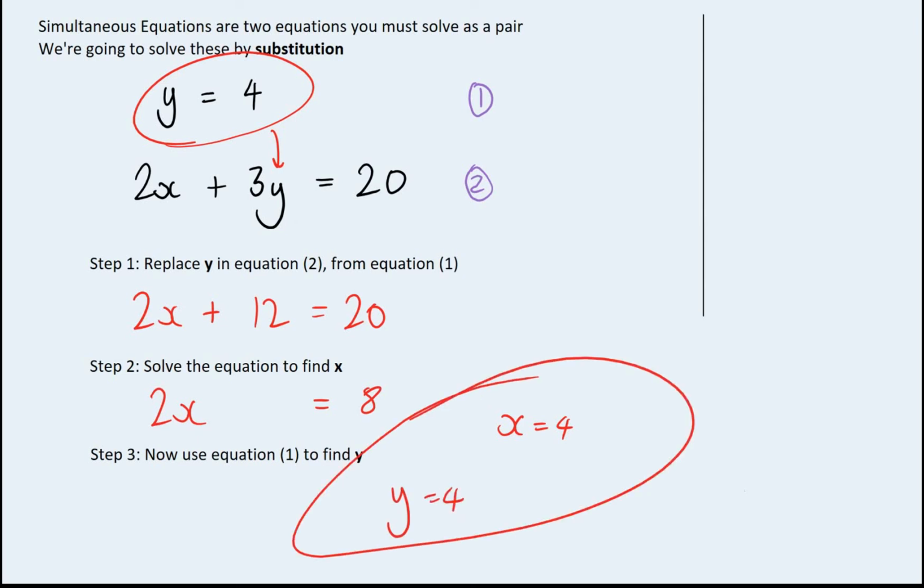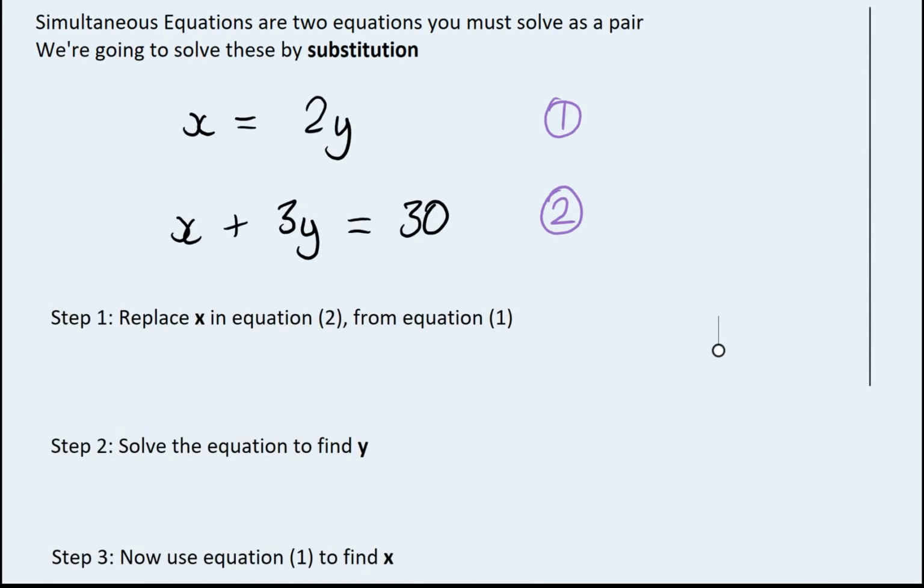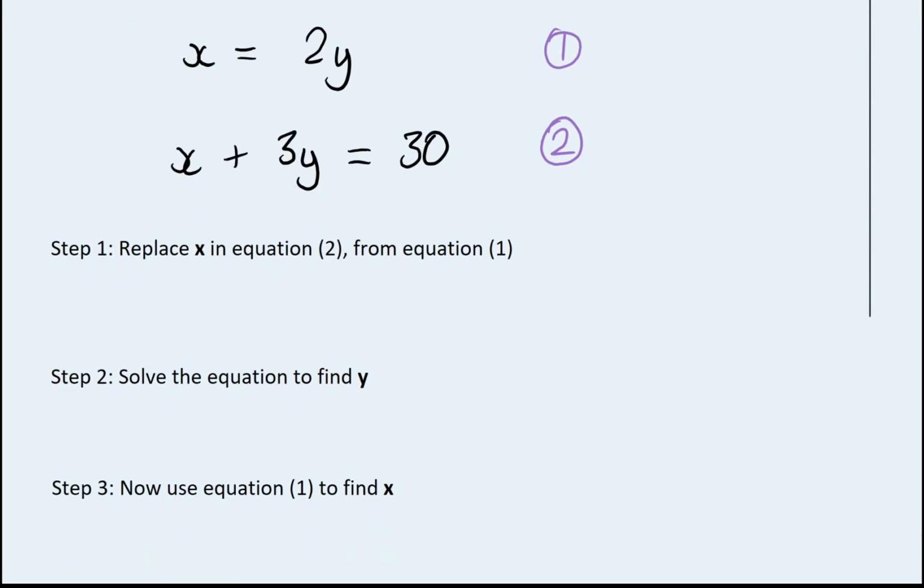Okay, that was a super easy example. Let's go through a few harder ones. So here, we don't know what x is this time. We know x equals 2y. We're going to follow the same steps. This time, because x equals something and x is by itself, I'm going to replace x in equation 2. So I'm going to replace x with 2y.